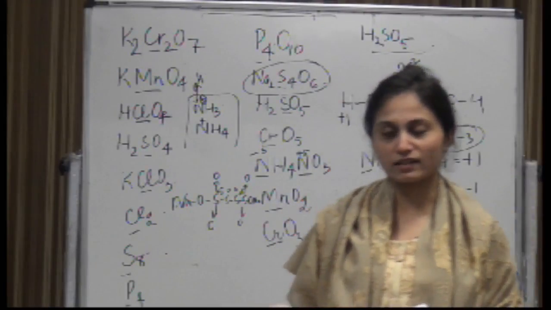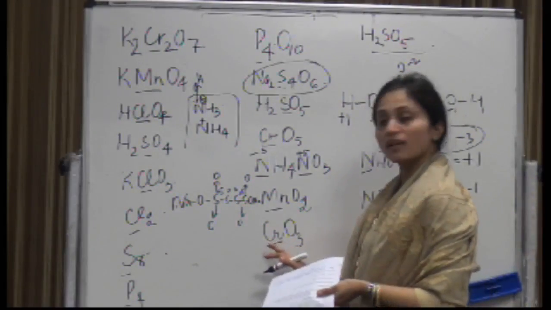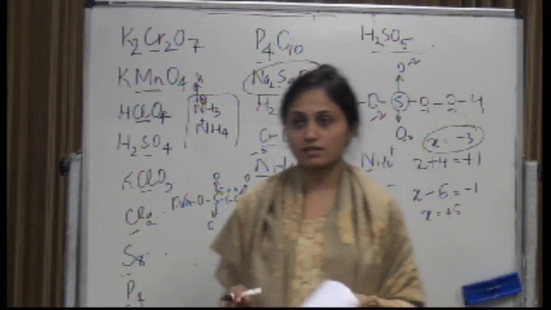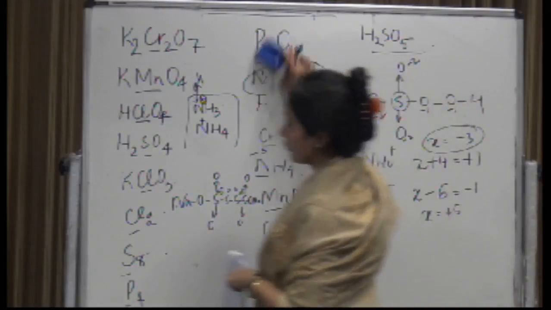X minus 4 is equal to 0. So x is equal to +4. And the next case we have x minus 6 is equal to 0. So x is equal to +6. Finished? These set of problems.